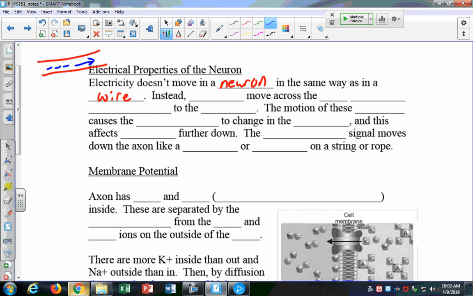And that's not really the way that it works in a neuron, but it has the same effect, that I move these charges, or I move this information, like this wave of information, down each neuron until it gets to where it's going. So ions in your neuron, instead of moving like this across the neuron, they'll actually move perpendicular to the path of the neuron. So ions will move across the cell membrane perpendicular to the axon.